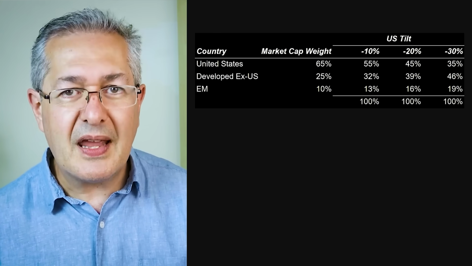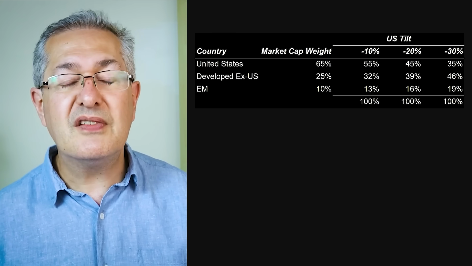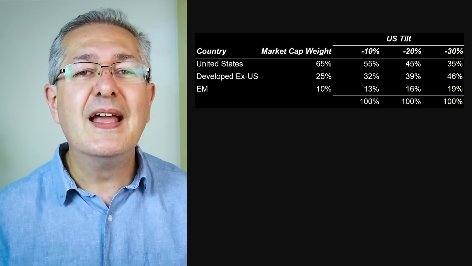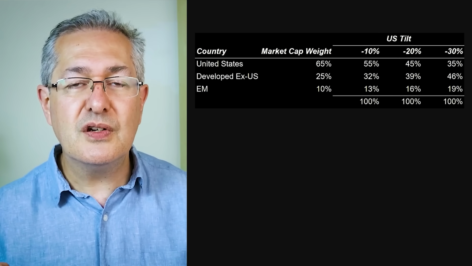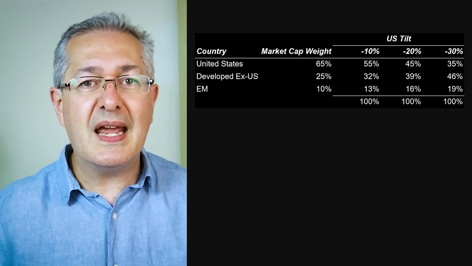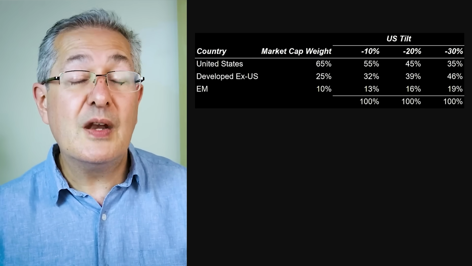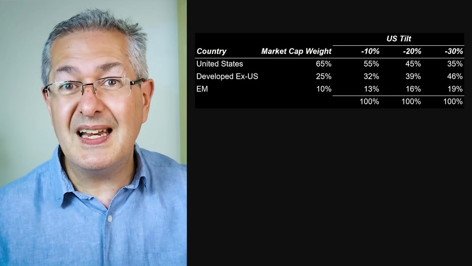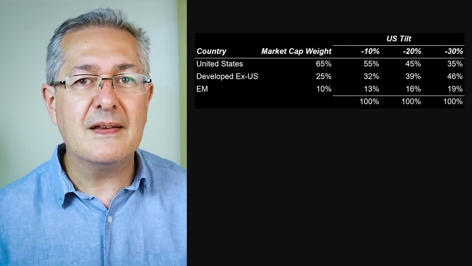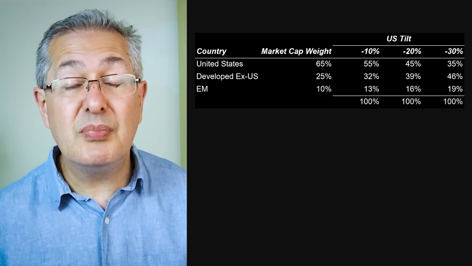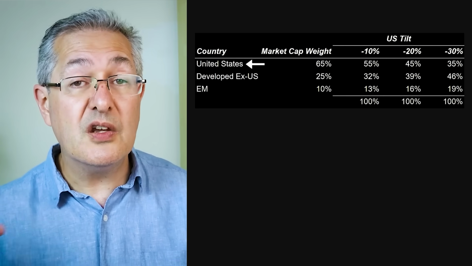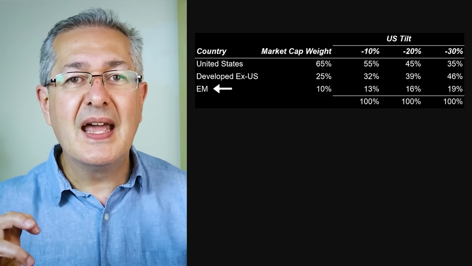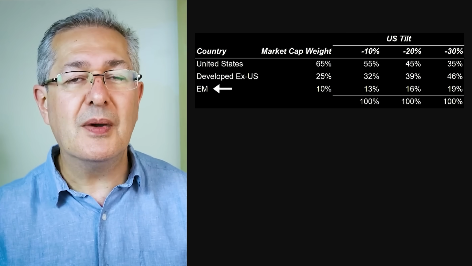Now, it wouldn't make sense, I don't think, to tilt away from the US completely. So this isn't the whole story. You're going to need other funds to reconstitute the global index, which most of us have. And then what you'd probably do is just reduce your US weight slightly or not so slightly. Now you can do that very easily, very simply with 3 funds. You just need a US fund, a developed market ex-US fund, and an EM fund, or emerging markets.